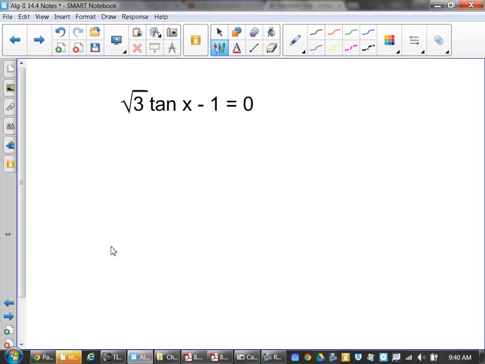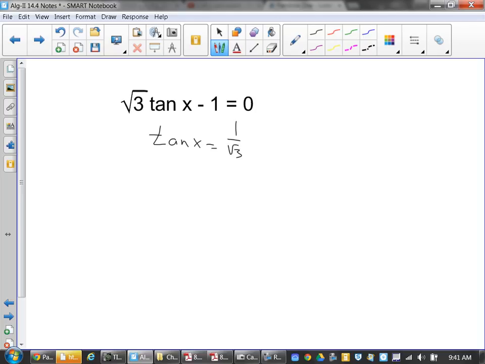Okay? The square root of 3 times the tangent of x minus 1 is 0. Subtle trick with this. Everybody's agreeing that you have to add 1 divided by root 3, correct? And you're right. So you have the tangent value of x is 1 over root 3.